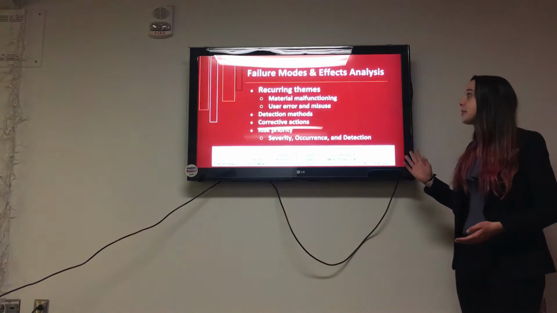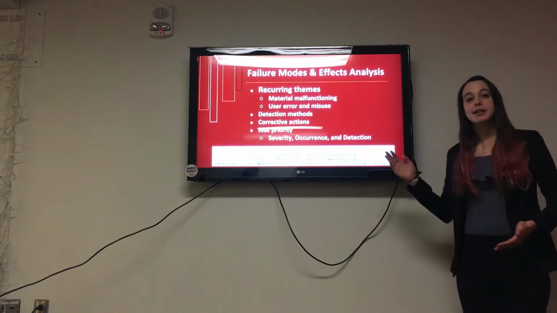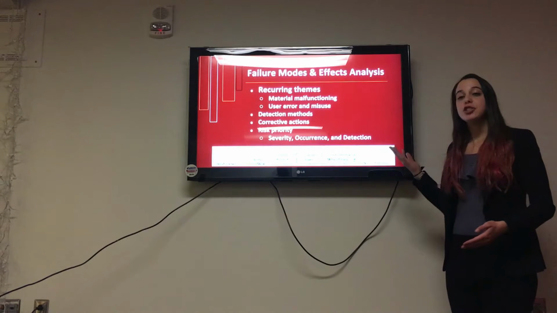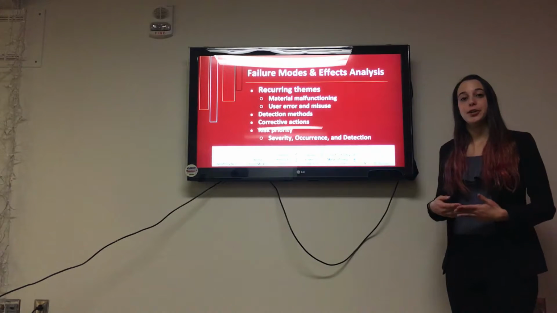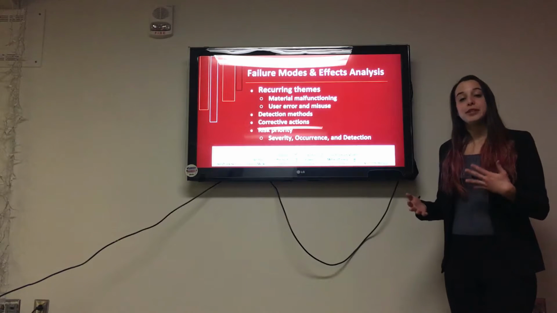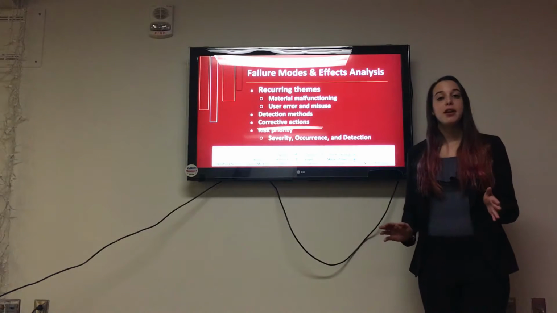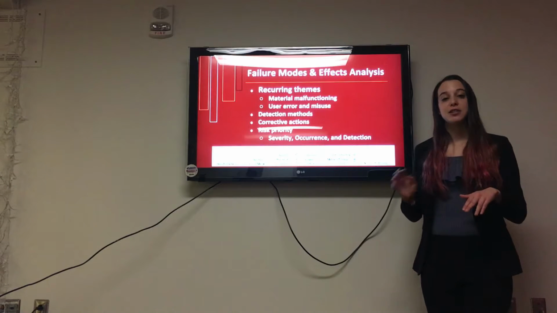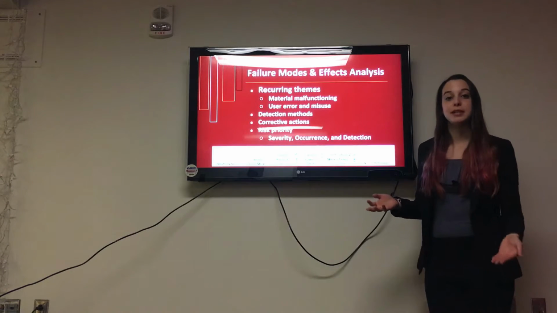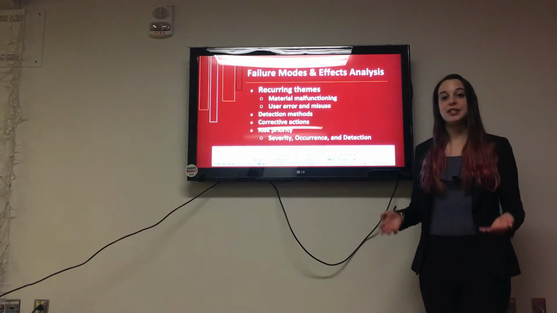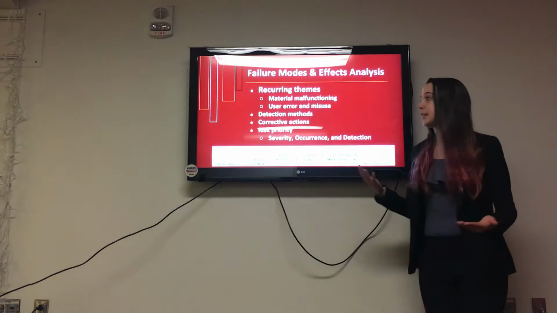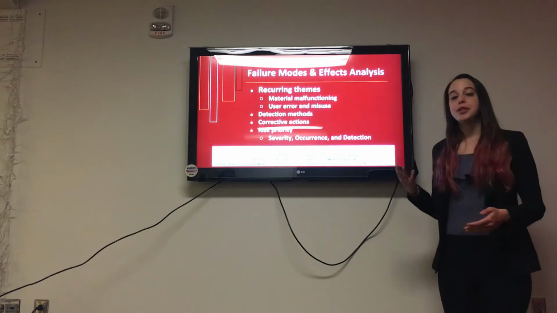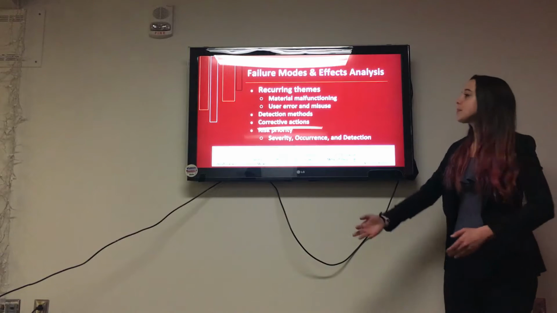Moving on to our failure modes and effects analysis. After analyzing this, we found several recurring themes. The first being the major source of malfunctioning was in the material. Either the material that our structures were made out of would break or deform, or the material that we use to connect our stations to other stations or to the board itself would malfunction in some way, such as the glue would not hold, etc. And our second most common theme was user error and misuse.